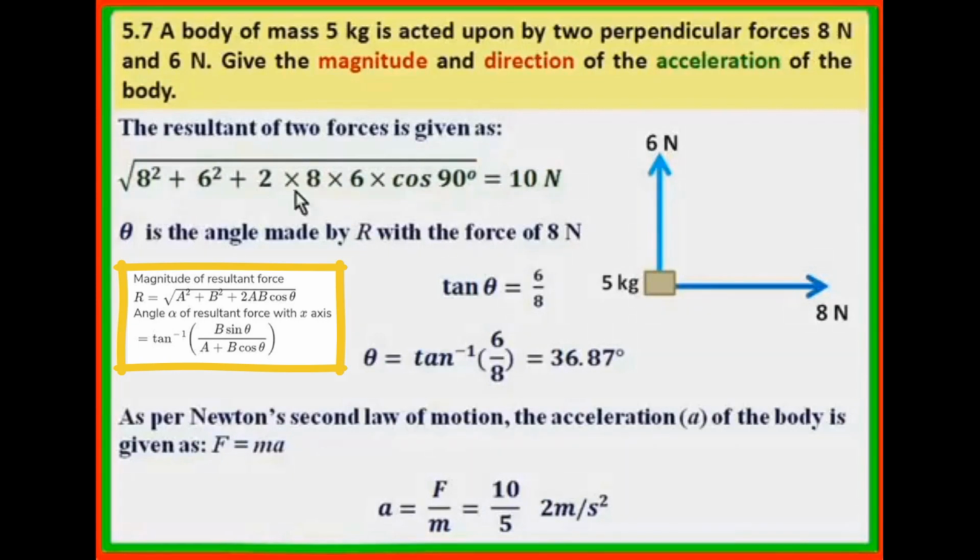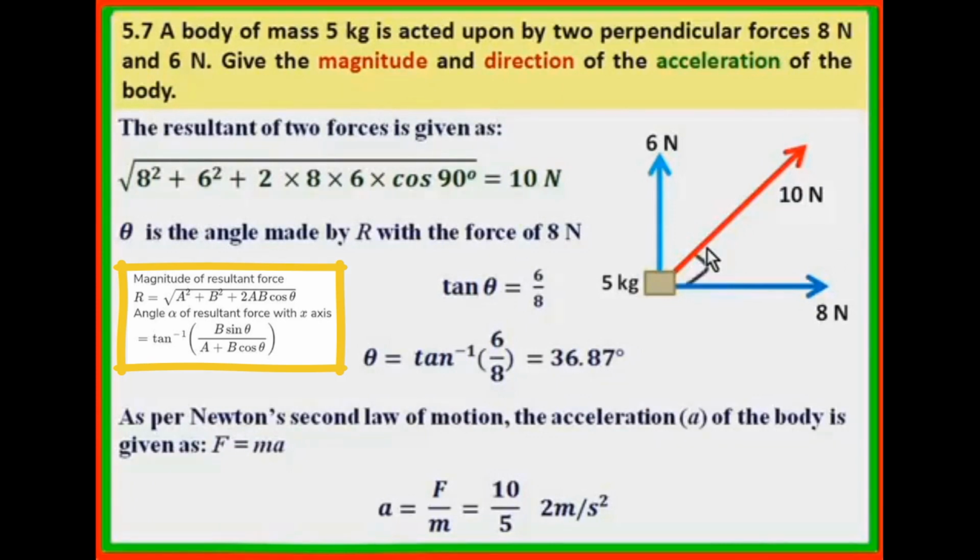So we have substituted the same thing over here, where the cos 90 is 0. So the whole term 2, 8, 6, cos 90, all of them will become 0. 8 8s are 64, 6 6s are 36. The answer is 100. Root of 100 is 10 Newton. So the resultant force magnitude is 10 Newton.